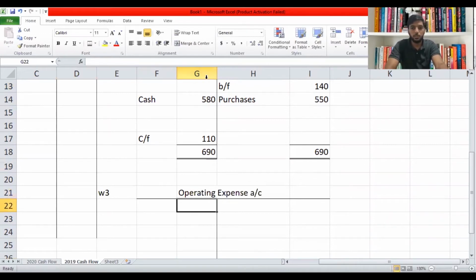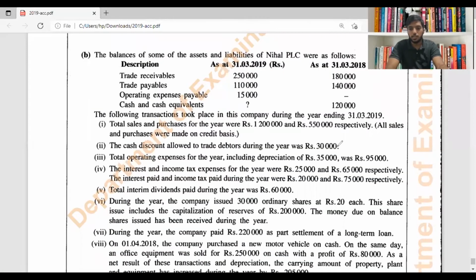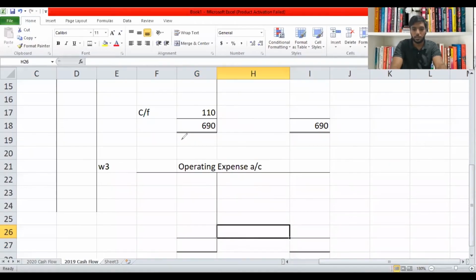How do we start this? We'll move on to the sum. It says that on operating expense account they had a balance of 95,000 on profit and loss account. It includes the amount of depreciation, 35,000. So I'll take profit and loss account as debit, meaning operating expense account to be credit.